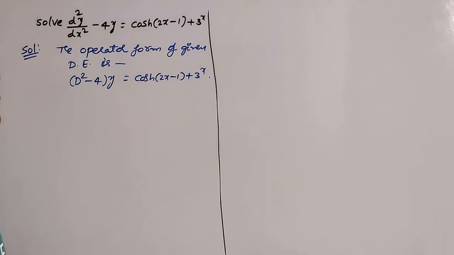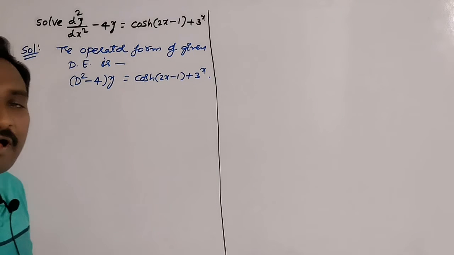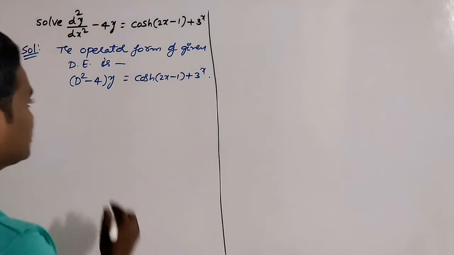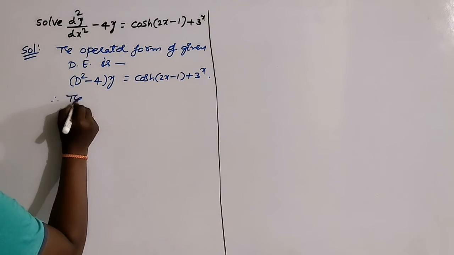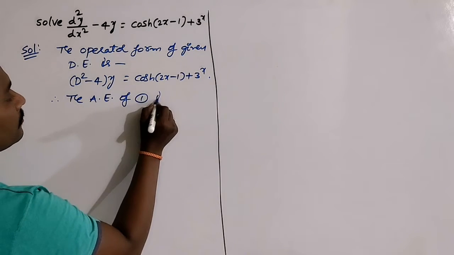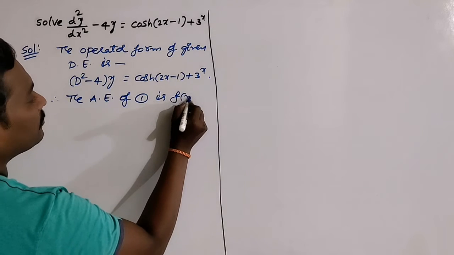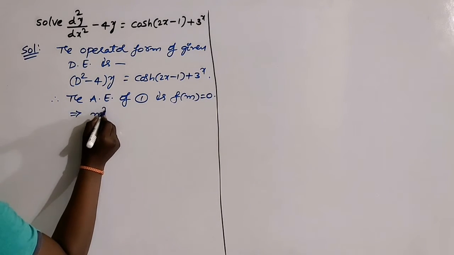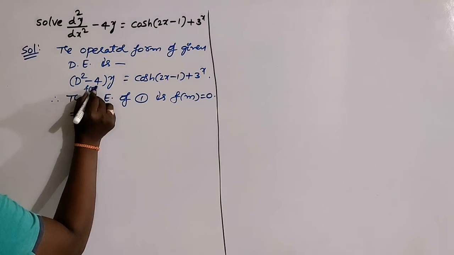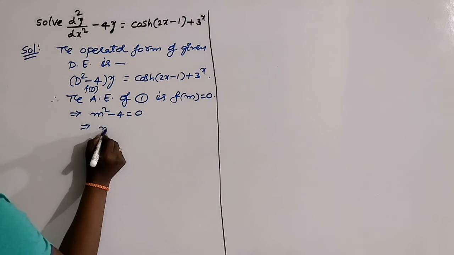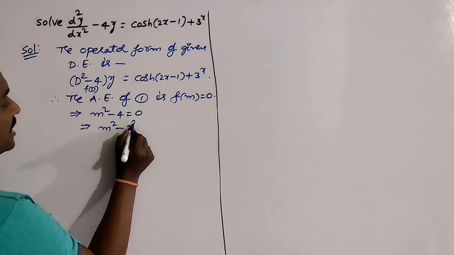First of all, as usual, we have to find the complementary function by getting the roots for the auxiliary equation. So the auxiliary equation is f of m is equal to 0. Here f of d is this one. So m square minus 4 is equal to 0. M square minus 4 can be written as m square minus 2 square.